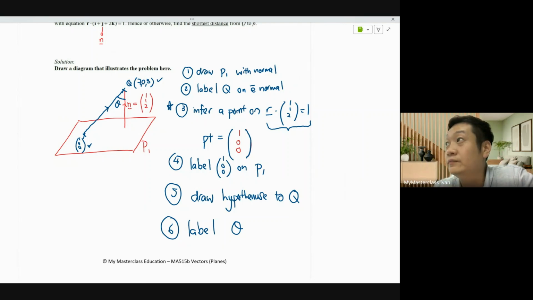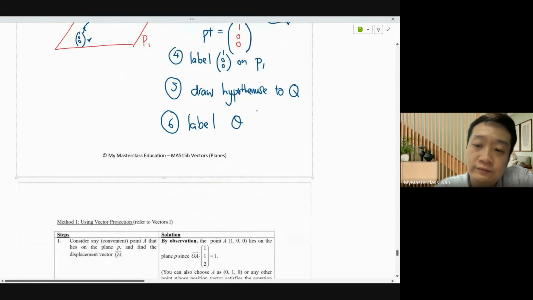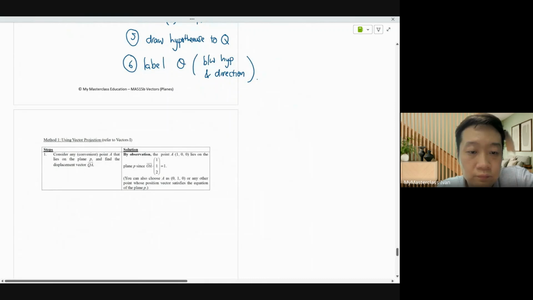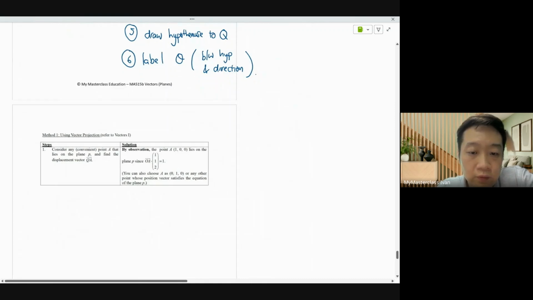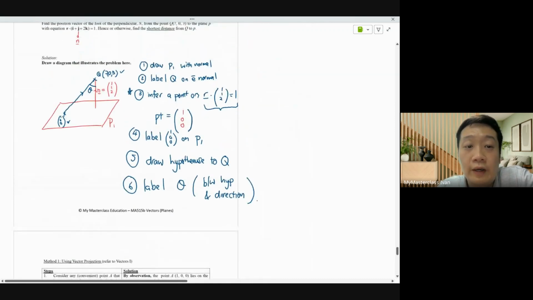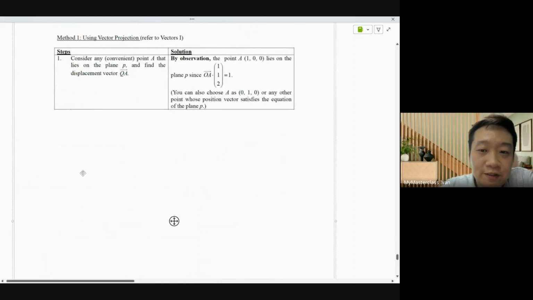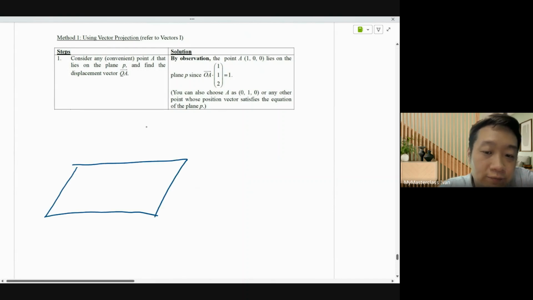It must be between the hypotenuse and the direction. Okay? Yes, write down. Now, but actually, in the first place, go to the next page. Draw a plane again. Draw a normal again.